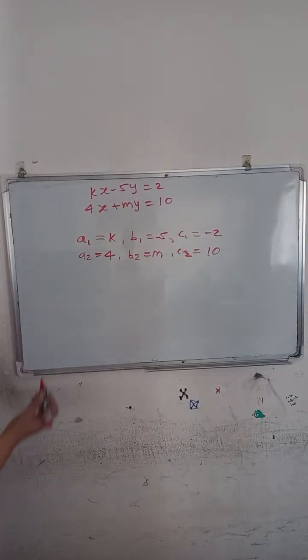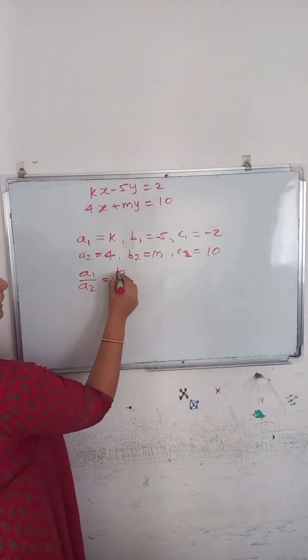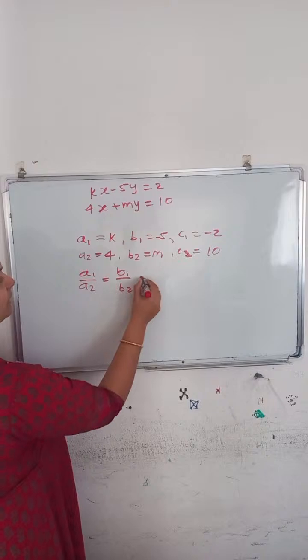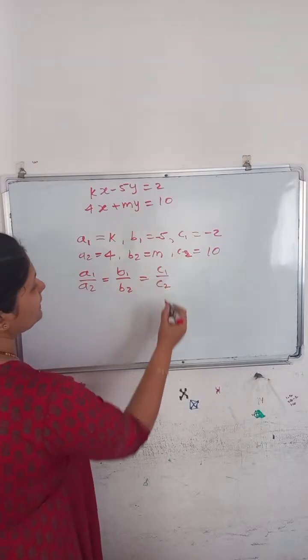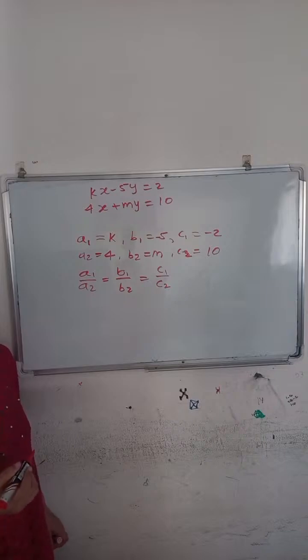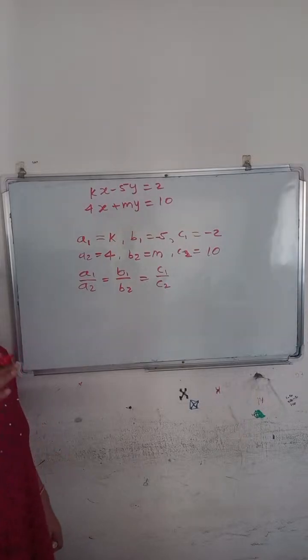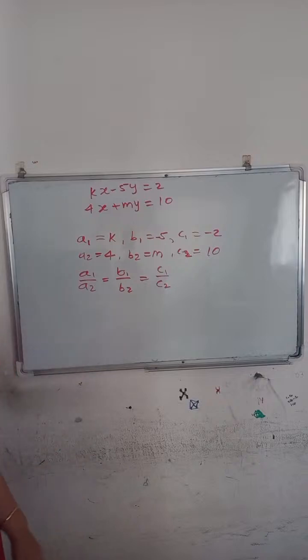So infinitely many solutions means we have this condition: A1 by A2 is equal to B1 by B2 is equal to C1 by C2. If you know the condition for all three types of lines, then only you can find out the values which they are asking. If you don't know the conditions, and which are consistent and which are not consistent, then it's very difficult to get the answers.